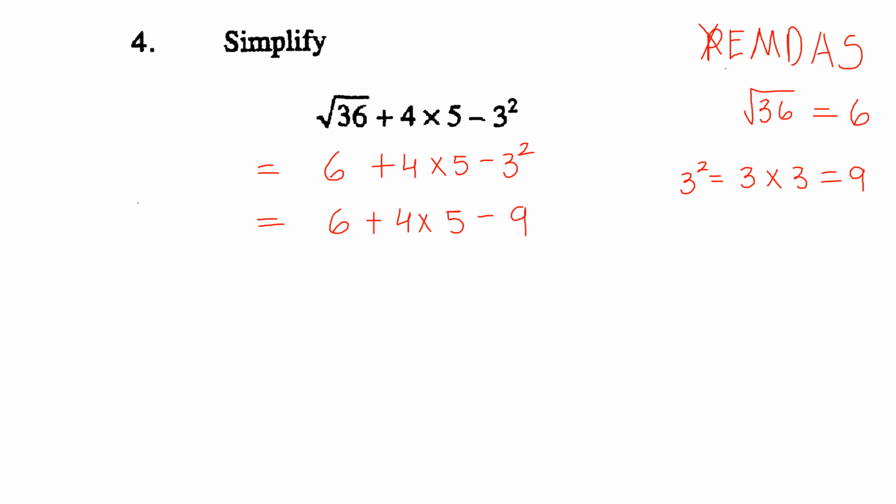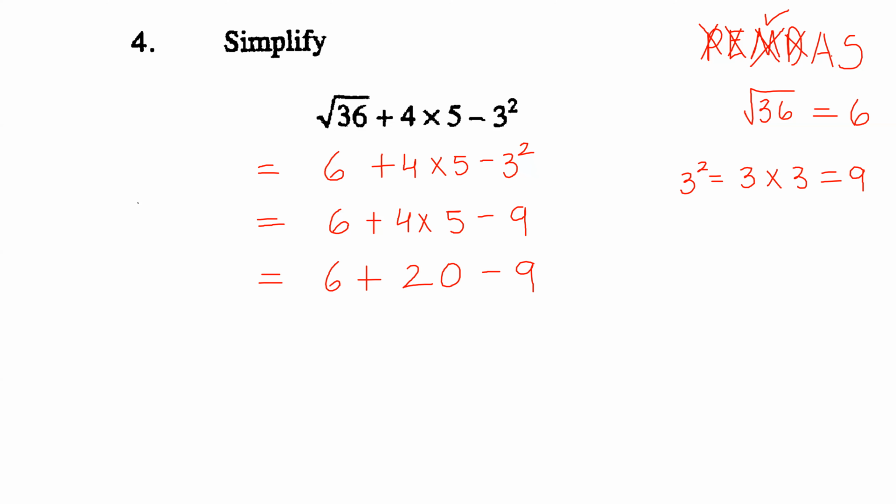All right, so now we're done with the exponents. Now we go to multiplication or division, whichever comes first, but we only have multiplication. So the next thing we're going to do is multiplication, because there's no division. What is 4 times 5? 4 times 5 is definitely 20, so we have 6 plus 20 minus 9.